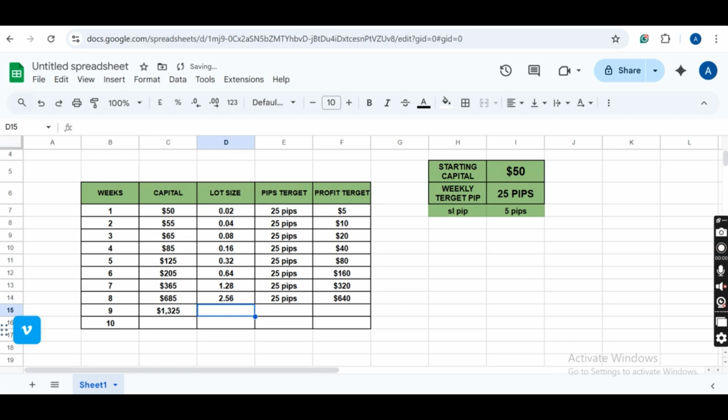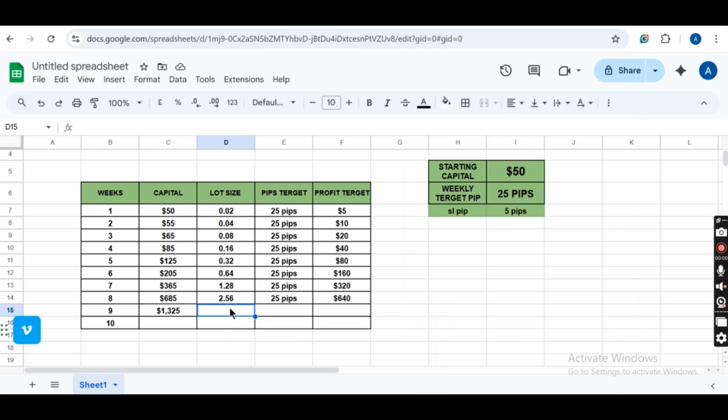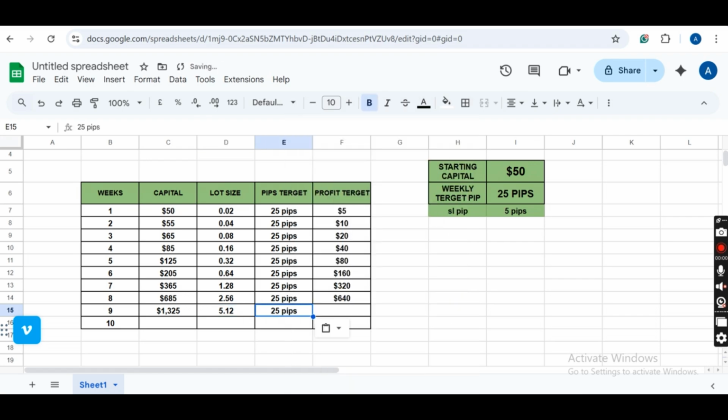So week 9, we are going to double our lot size from 2.56 to about 5.12. Idan muka times the nation by 2, so this is 5.12. So this is going to be our lot size, 5.12 lot size. So same target, which is 25 pips.